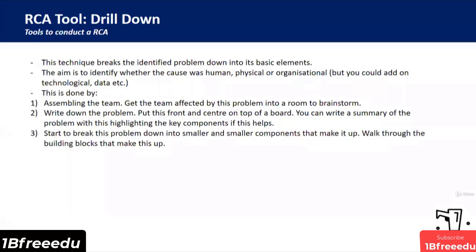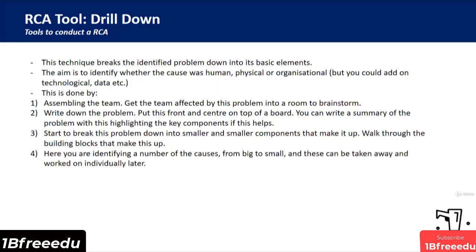So next you then need to start to break down the problem into smaller and smaller components, and those components that actually make up the problem. So as we said before, a problem isn't just a single entity, right? There are a number of reasons that could be leading to that problem and that make that problem up. So you need to, as a team, walk through the building blocks that make that up.